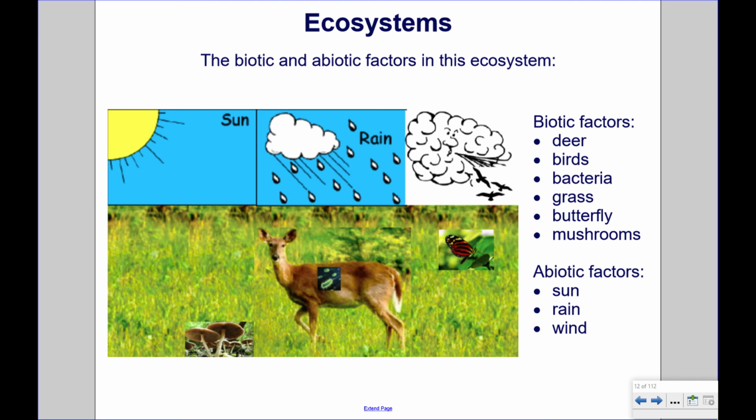Ecosystems. The biotic and abiotic factors in this ecosystem include biotic factors being deer, birds, bacteria, grass, butterfly, mushrooms, and abiotic, the sun, rain, and wind.